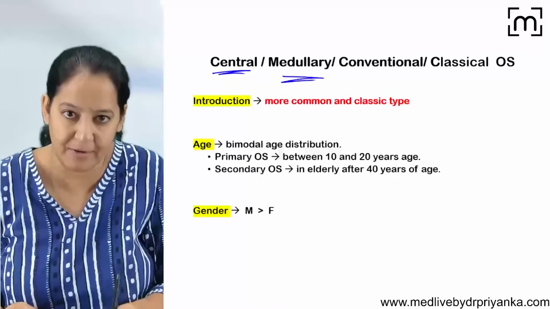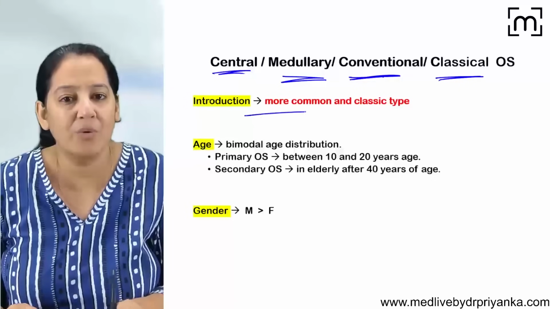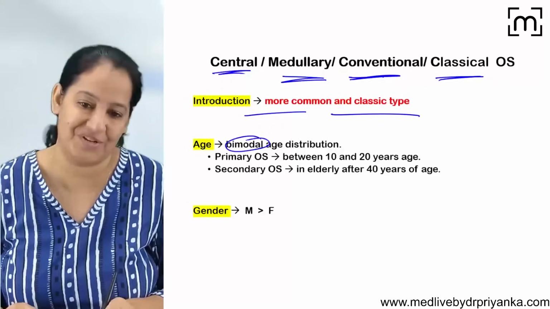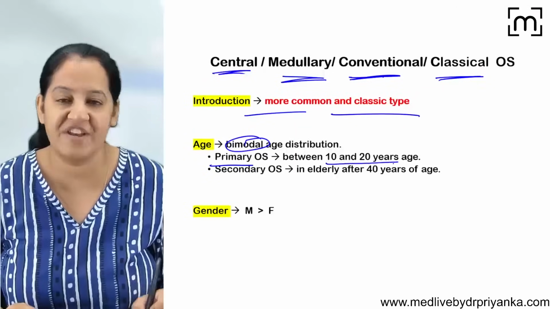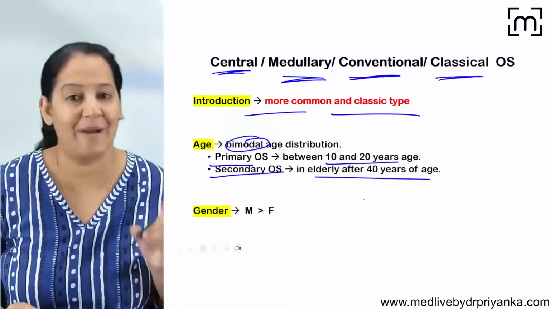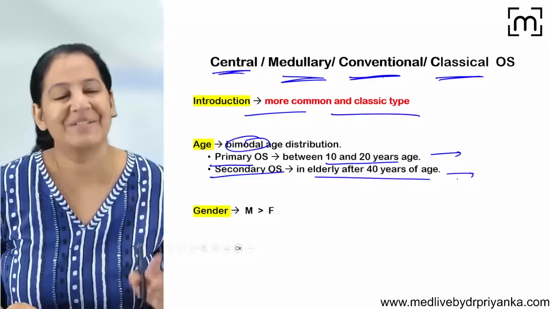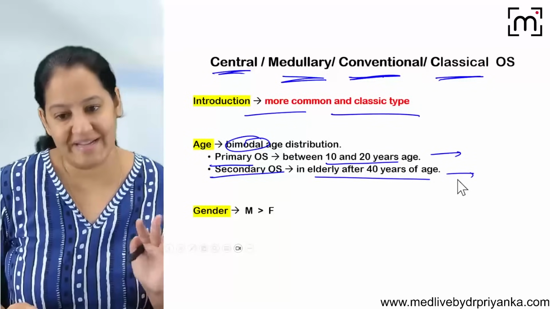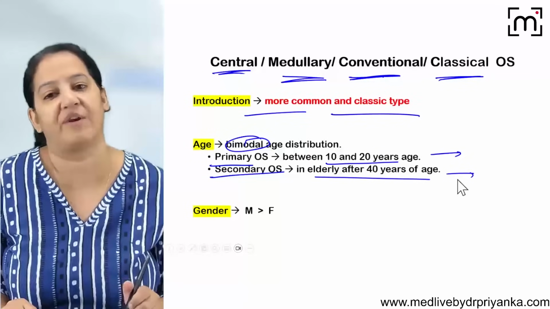Central, also known as medullary, conventional, or classical osteosarcoma, is the most common and classical type. Age, it is bimodal in distribution. What do you mean by bimodal? If it is primary, it occurs in young age, 10 to 20 years. But if it is secondary, it occurs after 40 years. Primary means due to mutation and secondary means pre-existing bony disorder. So if it is primary, it occurs in childhood or adolescence, 10 to 20 years. But if it is secondary, it occurs in old age, after 40 years.